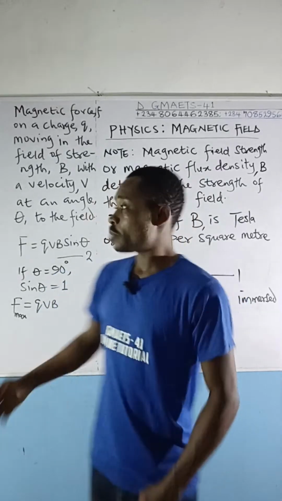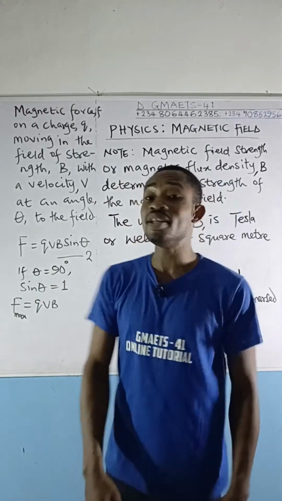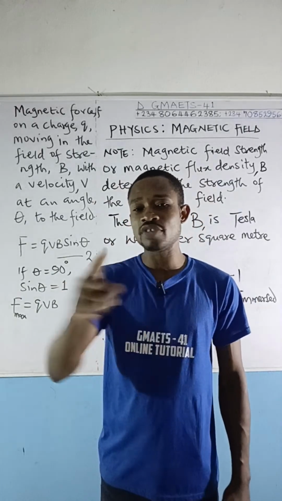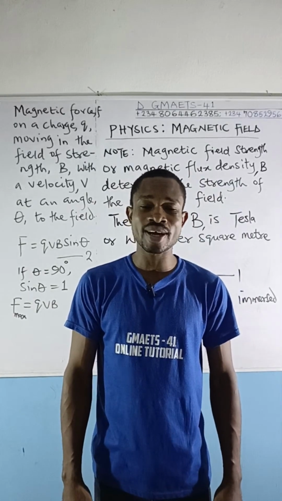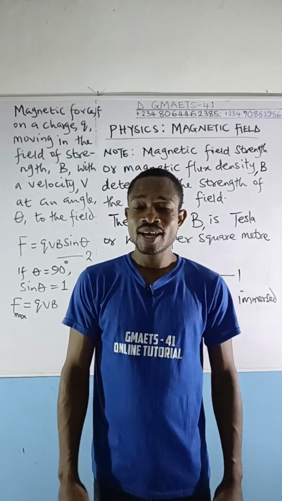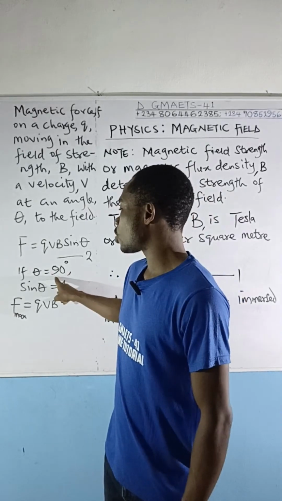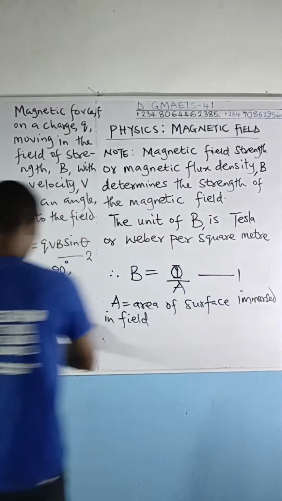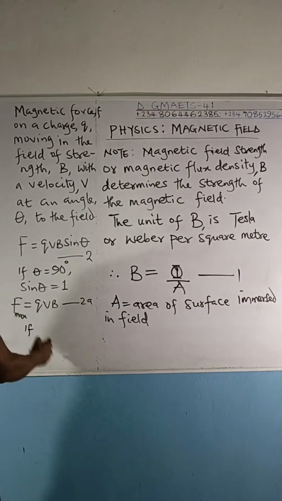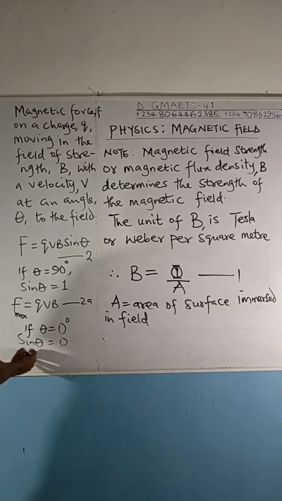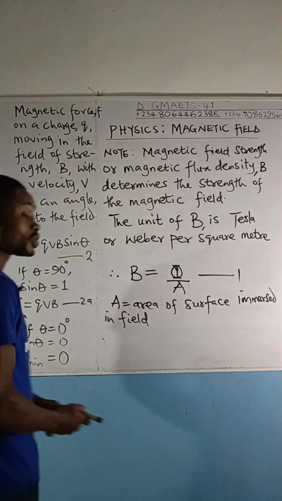And when do you expect it to experience the minimum force? Minimum force is when F is equal to 0. Are you following, right? When F is equal to 0, that is minimum force. And that happens if theta is equal to 0. Let me indicate it. Let's call this equation 2A. If theta is equal to 0 degrees, sine theta will be equal to 0, and F will be minimum. That's the least force, because the force will be equal to 0.